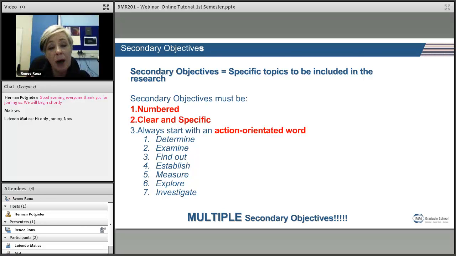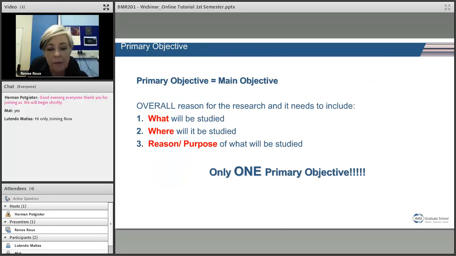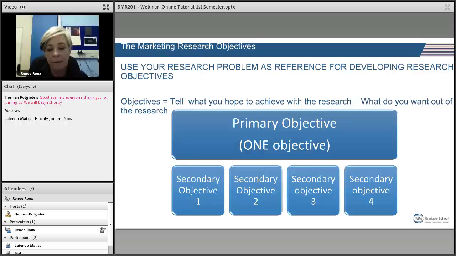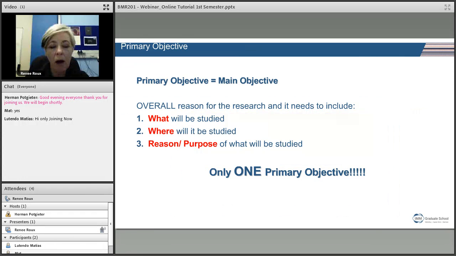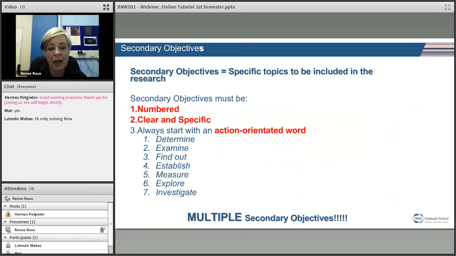Now, there are a few guidelines when you develop secondary objectives. You always number your objectives. And if you remember correctly, on the previous slide, I numbered them objective 1, objective 2, objective 3, objective 4. There is no fixed number of secondary objectives. It depends on every research project individually, but it must be more than one. You need at least 2 or 3 secondary objectives.